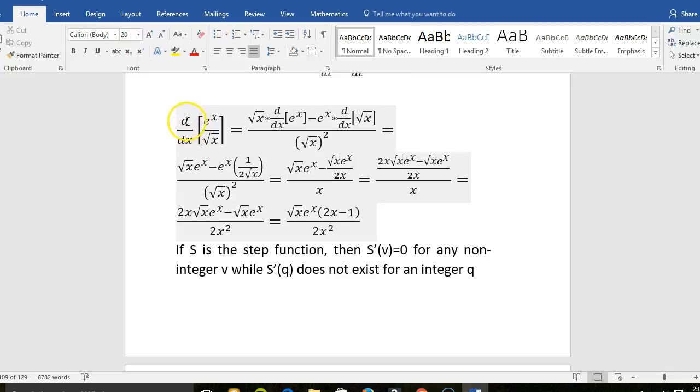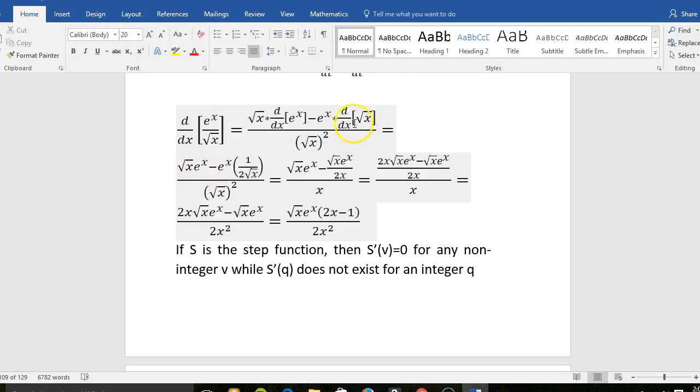Now here's another low d high: d by dx of e to the x over the square root of x. Again, low d high minus high d low over low squared. But if you square the square root, that's just x himself. We could go ahead and just do that. Now here, radical x times d by dx of e to the x is easy. That's just e to the x.